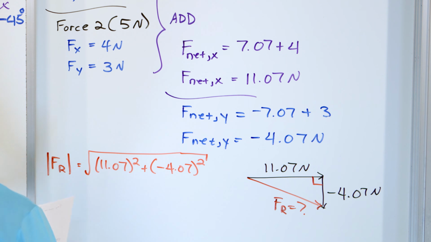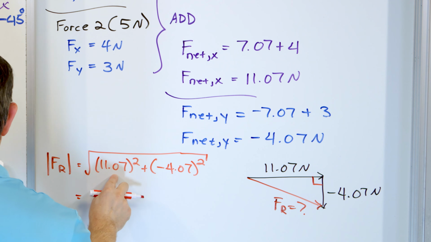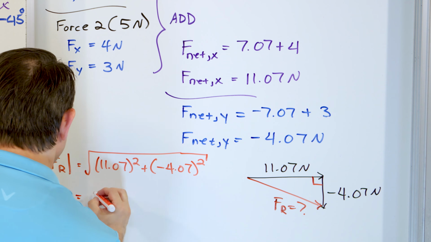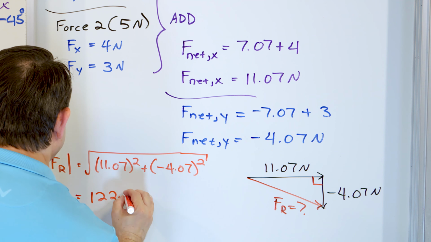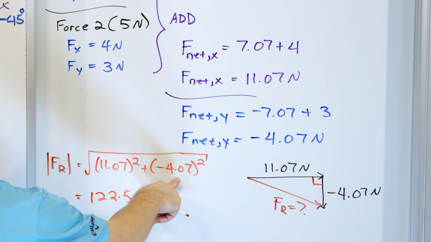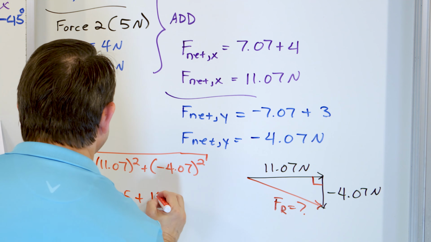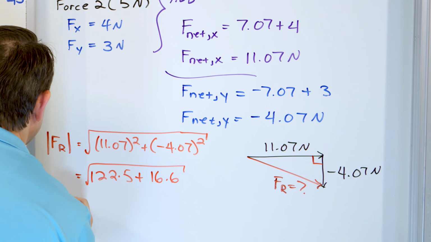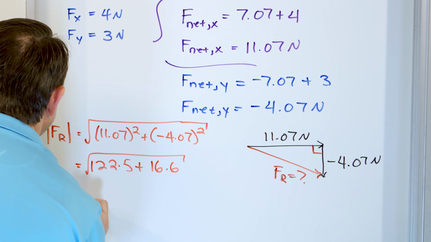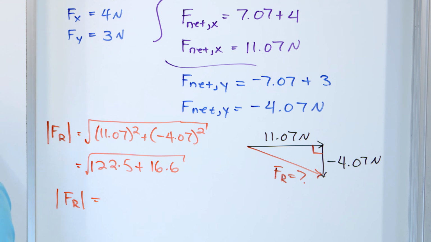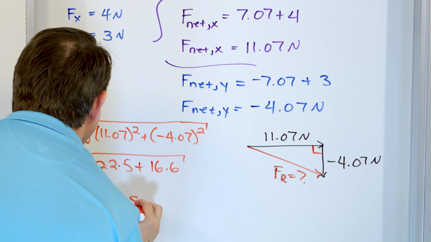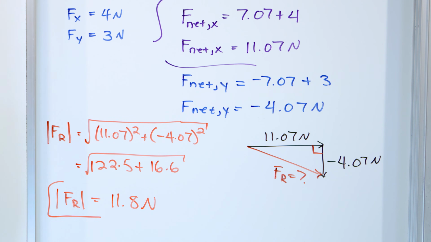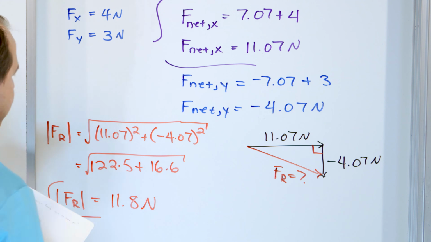All right, so what you get here is 11.07 squared works out to 122.5. And then the negative 4.07 squared works out to 16.6. You still have to take the square root after you add those guys together. So what you do is you add these guys together, then you take the square root, and you get 11.8 newtons. I'm going to circle this. And so this is the equivalent force acting on that block.